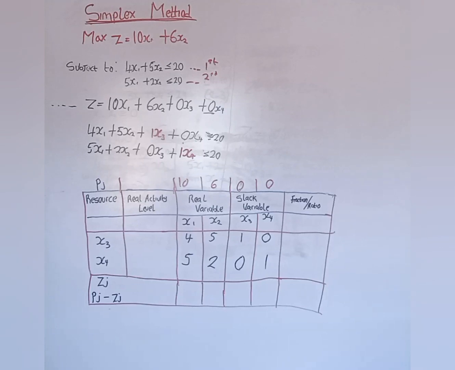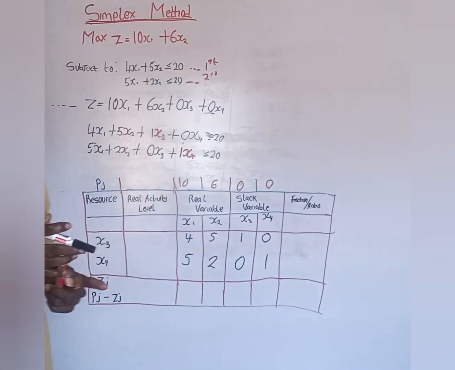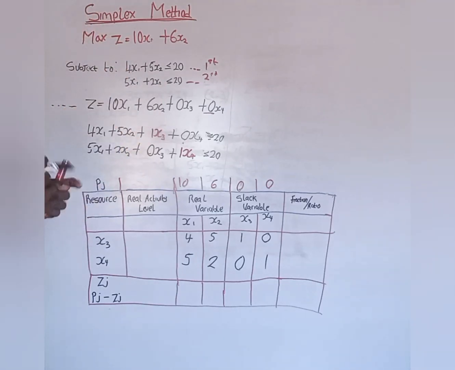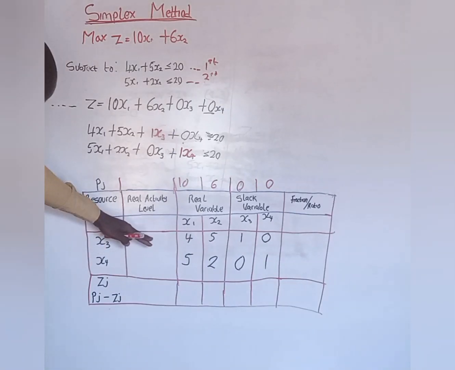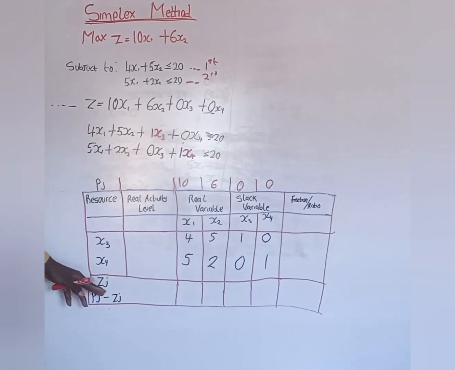We need our key element, and we cannot get our key element without first finding our key row and key column. The element that intercepts both lines is known as the key element. Now let's proceed to get our key element. If you want to get the key element, we must first get our key column. It will be the highest value of your pj minus zj. Now how do we get the value of zj? That's what I'm going to be calculating now.